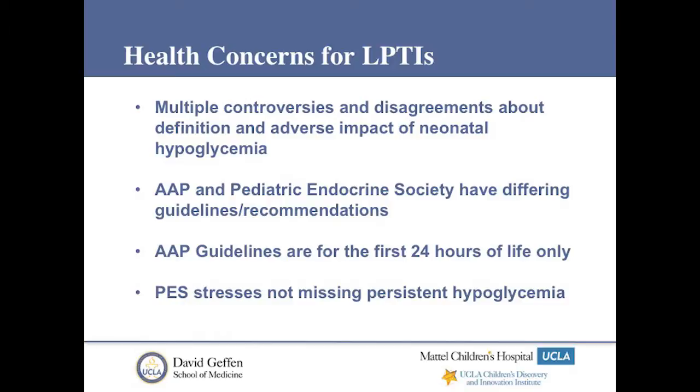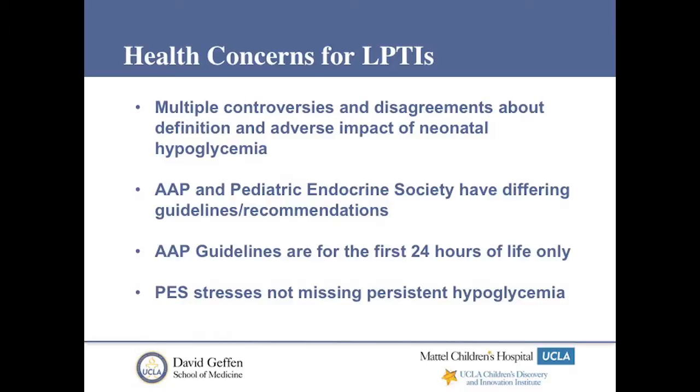That being said, one of the things that they can agree on with the PES is that the PES is trying to stress that we don't miss this scenario of persistent hypoglycemia because of the concerns that the brain is dependent on glucose for energy, for fuel, and prolonged hypoglycemia is a concern.